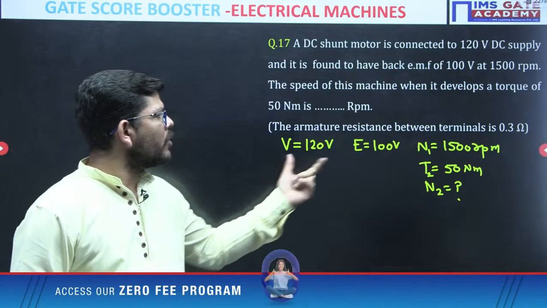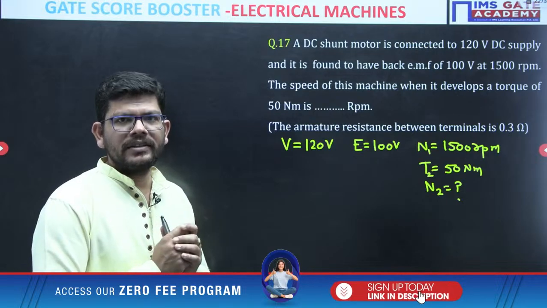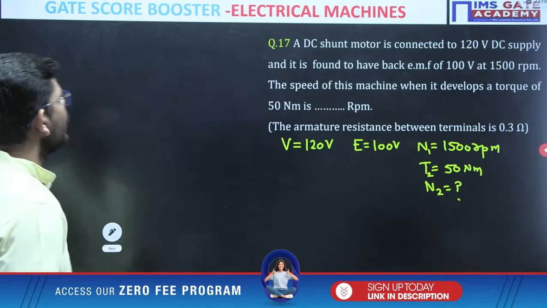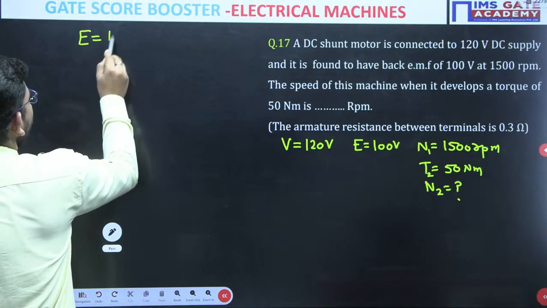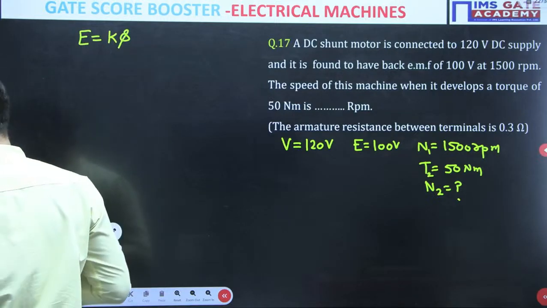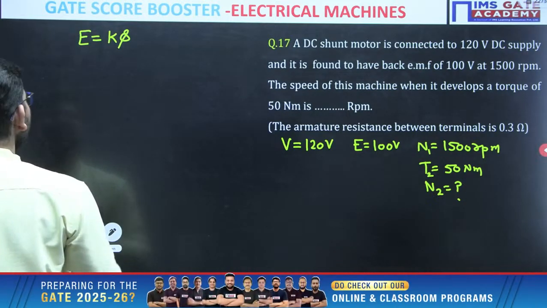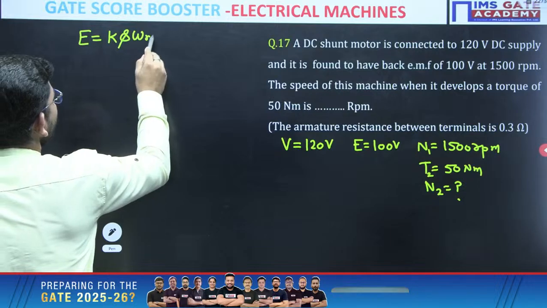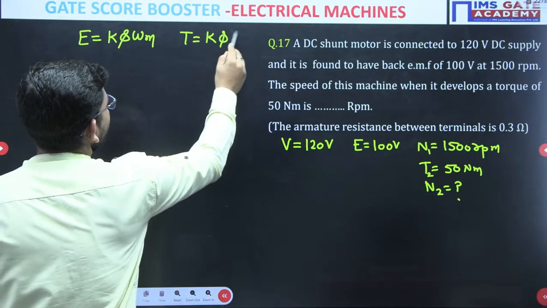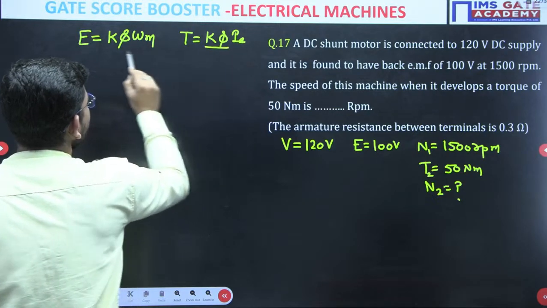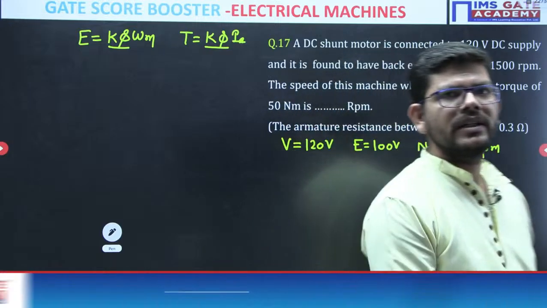Why? Because currents are not given, powers are not given, so we cannot calculate currents. Then what to do? See, E is given to us, and E is K phi omega m. Similarly, torque can be written as K phi IA. So you can see K phi is coming in both the formulas, same constant.